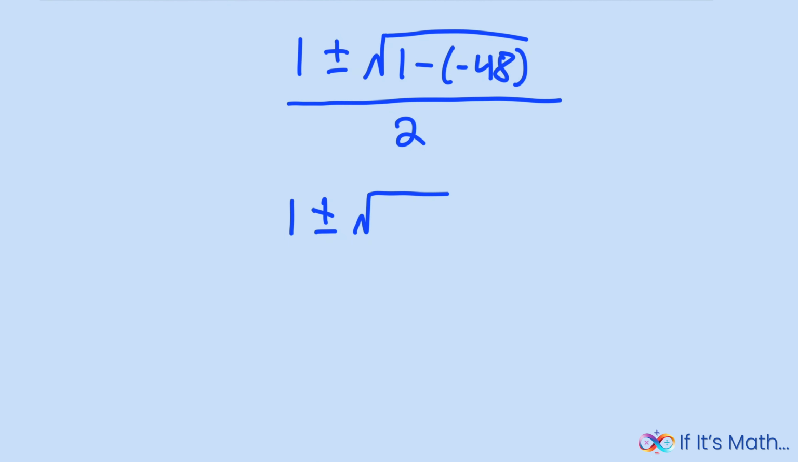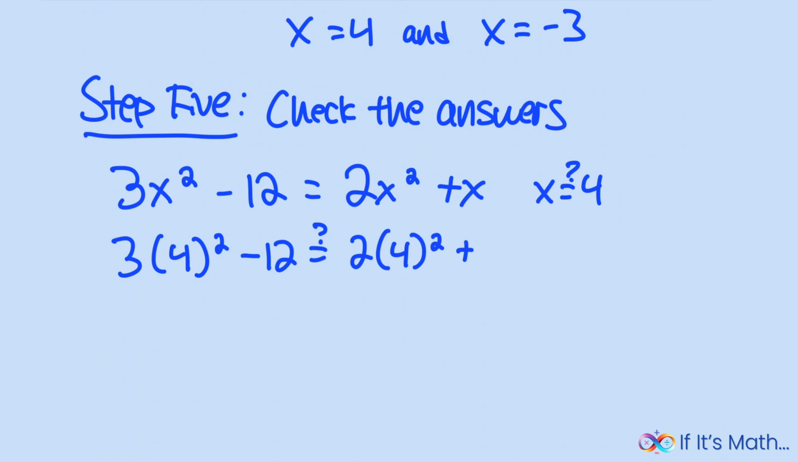But again, the great thing about math is you can always check your answer to see if you're right. Let's go through the process of checking that. We'll go back to our original quadratic equation: 3x squared minus 12 equals 2x squared plus x. Let's check that first x answer. Does x equal 4? We'll plug it in. 3 times 4 squared minus 12, does that equal 2 times 4 squared plus 4? Let's go through the math. 3 times 16 minus 12, does that equal 2 times 16 plus 4?